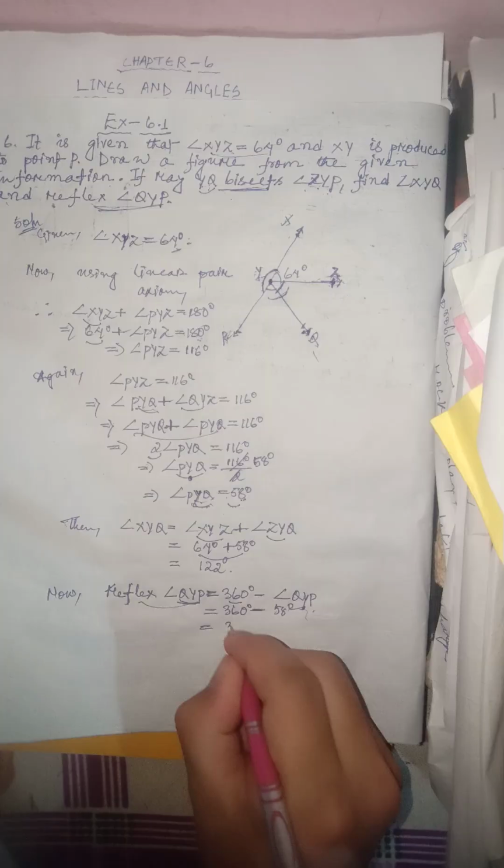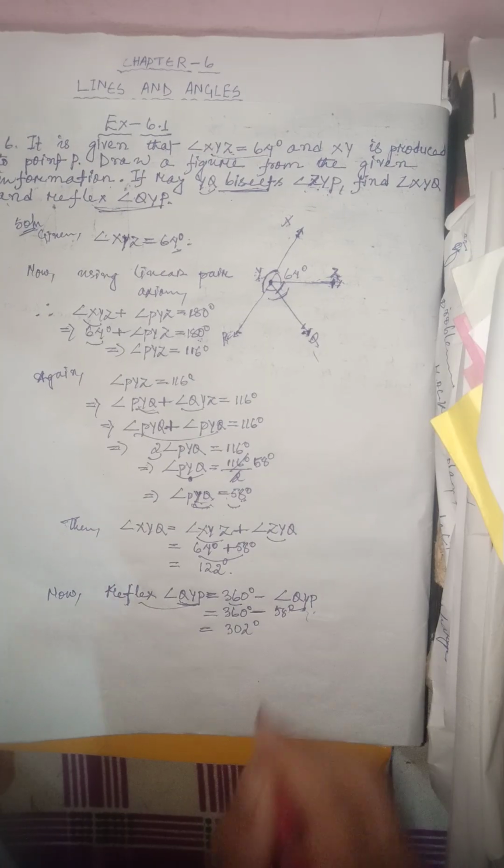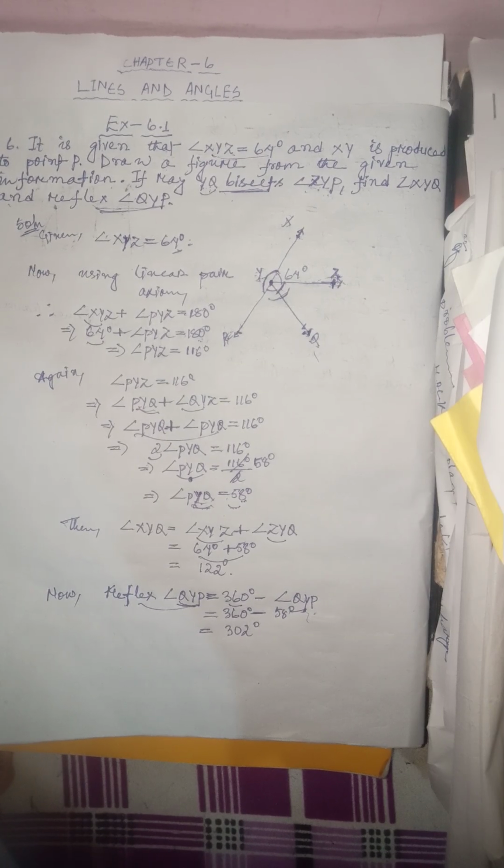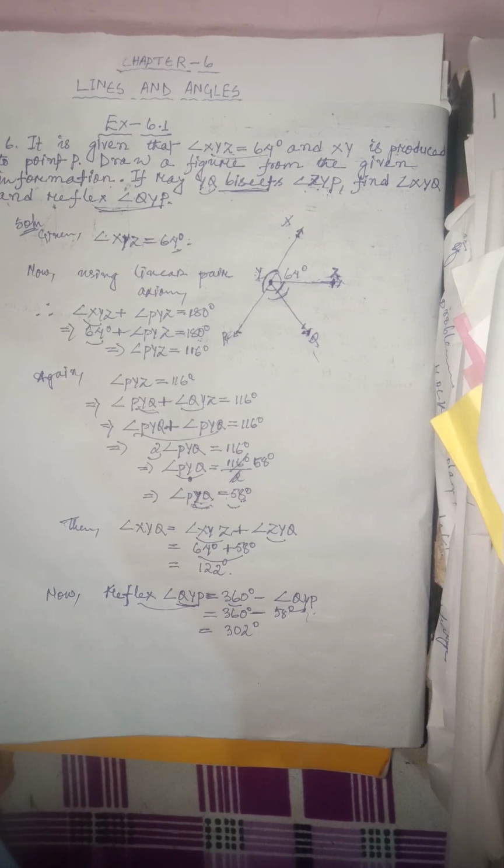Now let us subtract this. How much would you get? Reflex angle QYP should be equal to 302 degrees. Thus, we can conclude it up to this. This is all about the problem which we are about to solve today. I hope everyone can understand it. And those of you who can't understand it, you can ask me in the comment section. Alright?